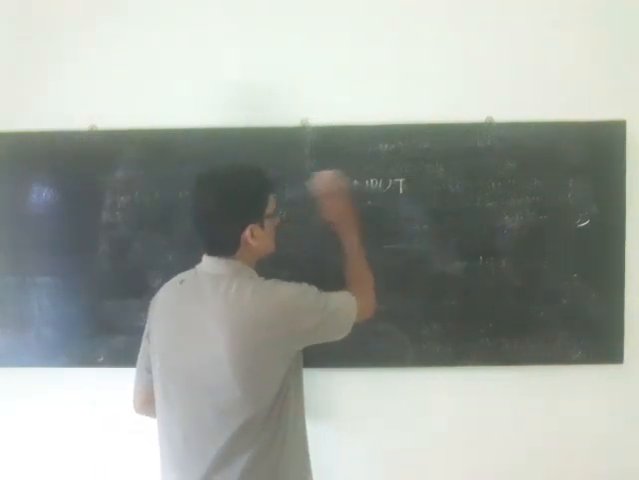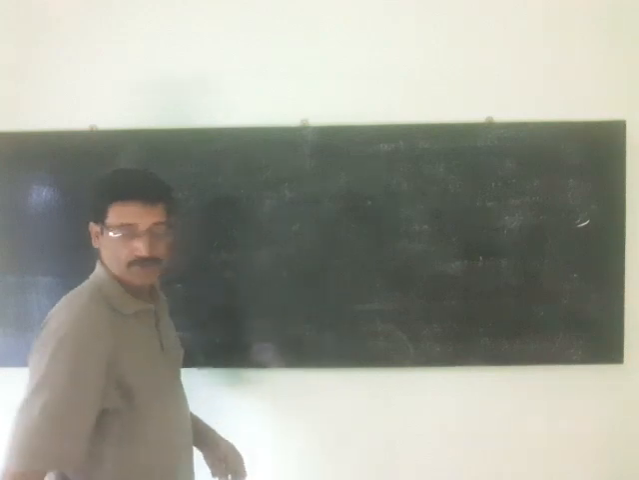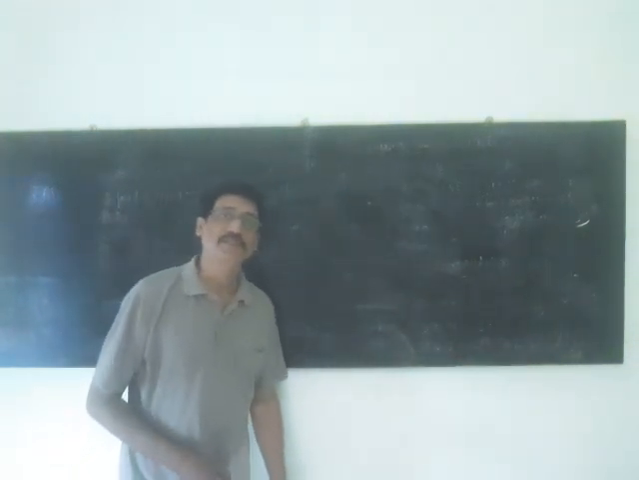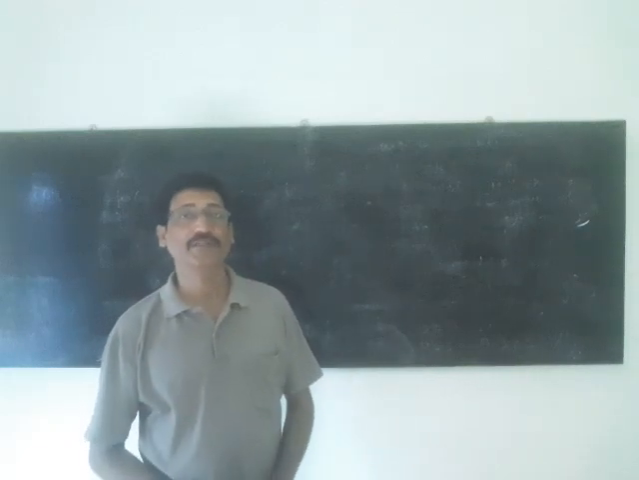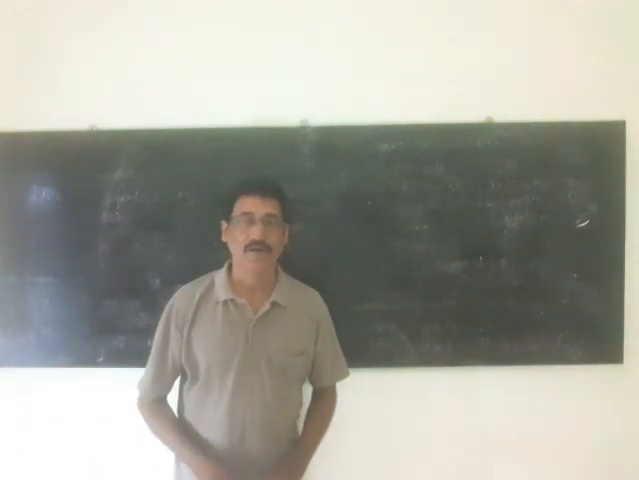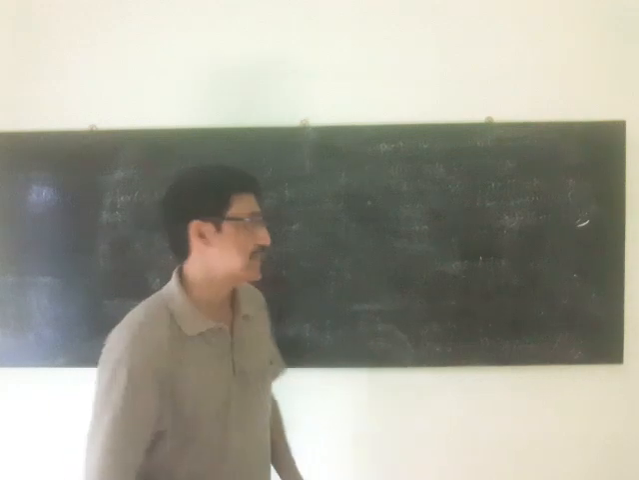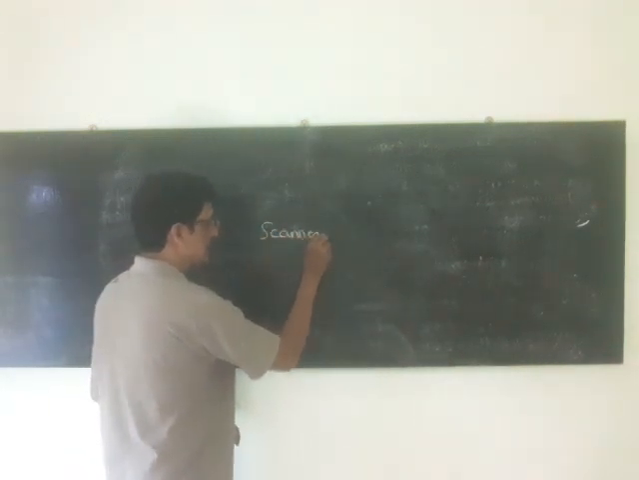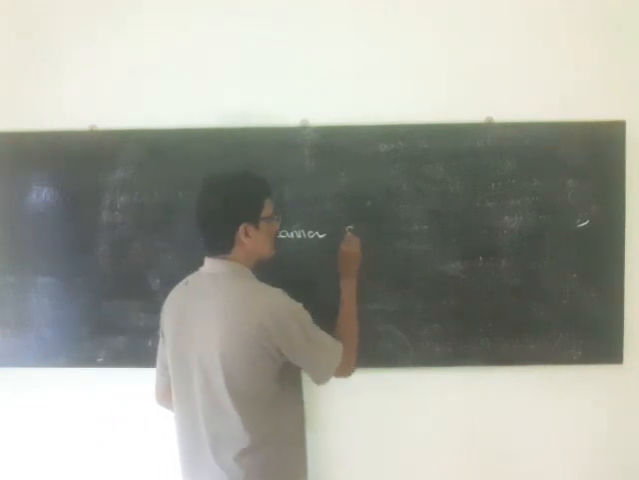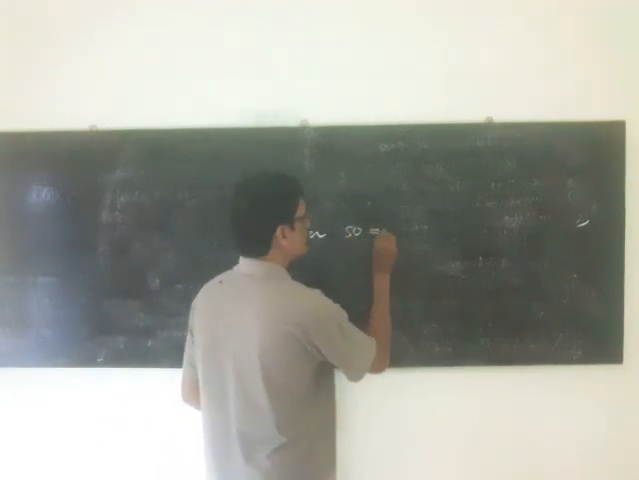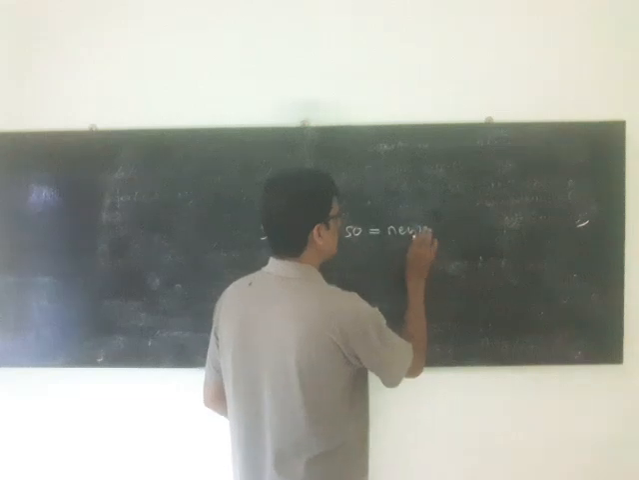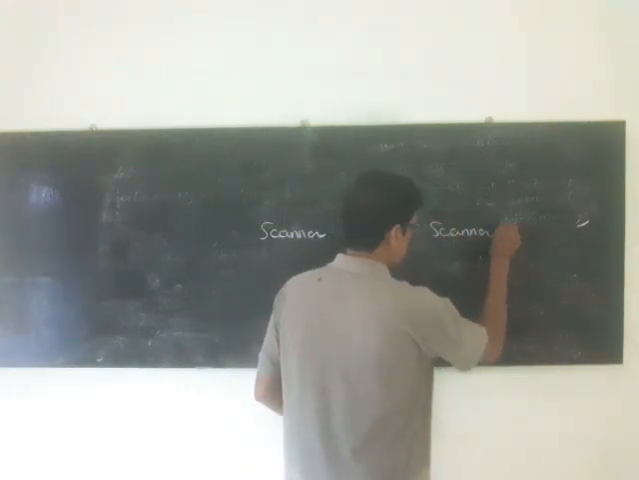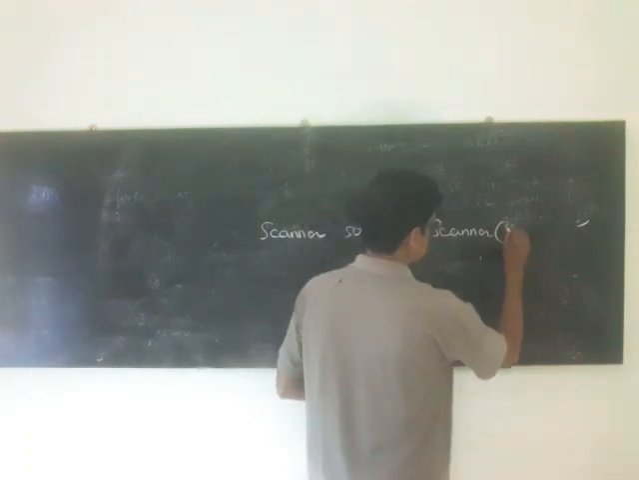Before using the methods of the scanner class, you have to create the scanner object. You know how to create an object. There is a common method for it: class name, object name is equal to new class name. Your class is scanner, so write the scanner class name. If the scanner object is so, then is equal to new Scanner, then bracket System.in.